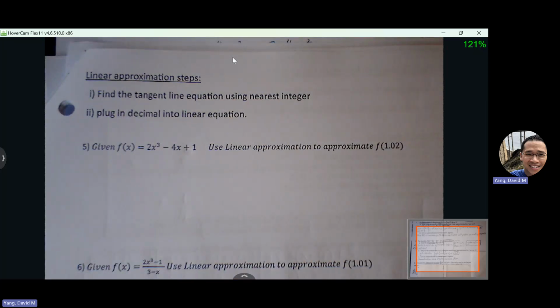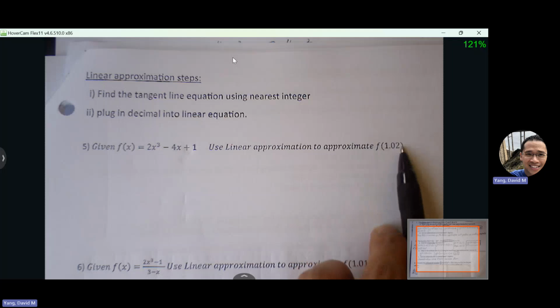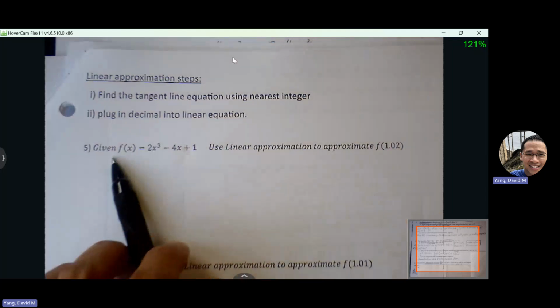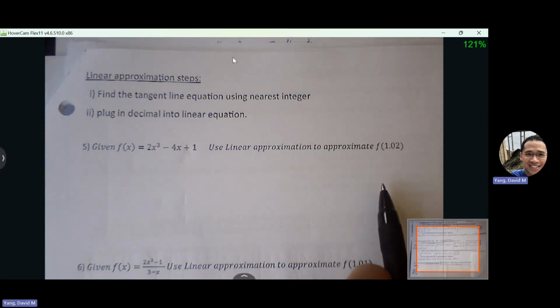Don't worry about the decimal. That's the last step. Focus on building your tangent line. Oh, sorry. We do have to pick an x value. So it says approximate f of 1.02. We always want to build a tangent line equation at a nice integer value. So what's a nice integer value that we can use to build our tangent line at?